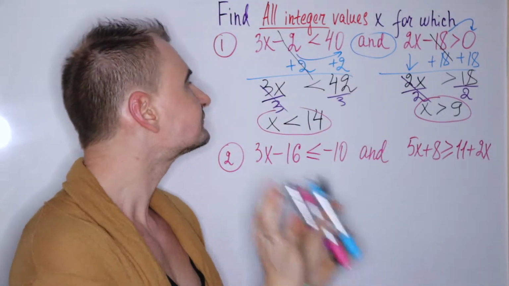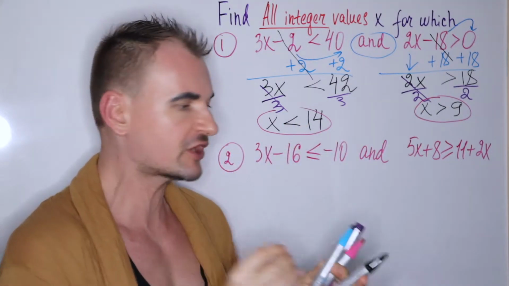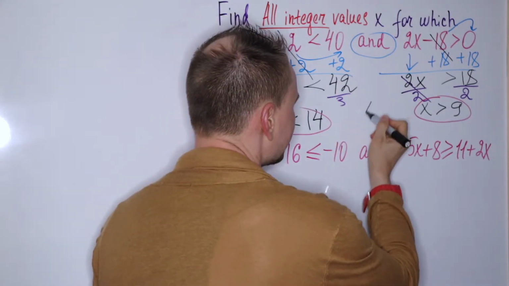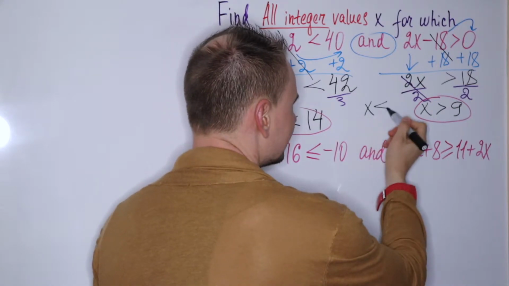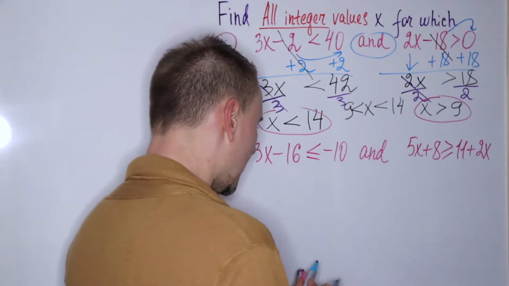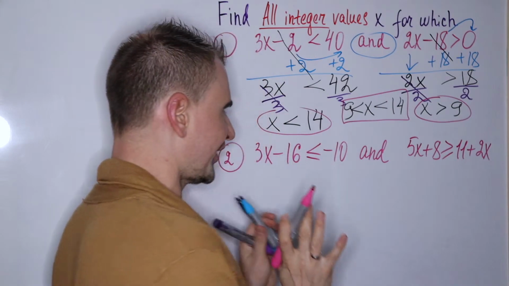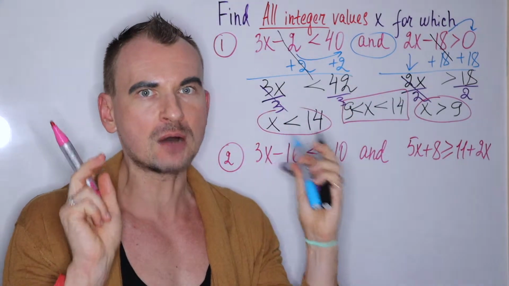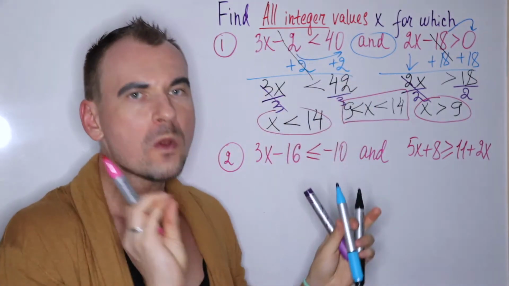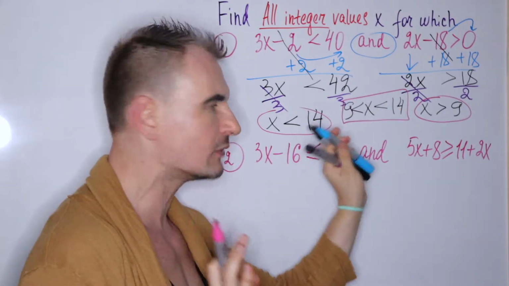This conjunction. So we can join these two solutions and write it as one. Your x has to be less than 14 but greater than 9. Alright. So at this point, this is the solution set for this compound inequality. Now, we need to find all integer x that work for this compound inequality.